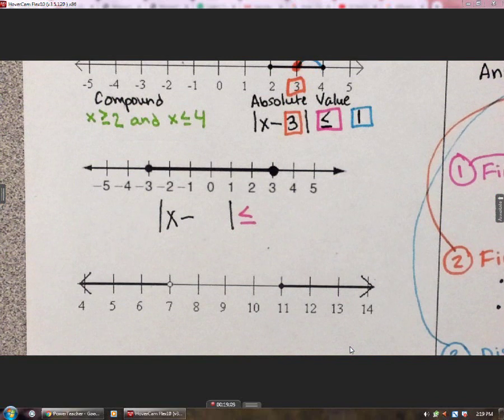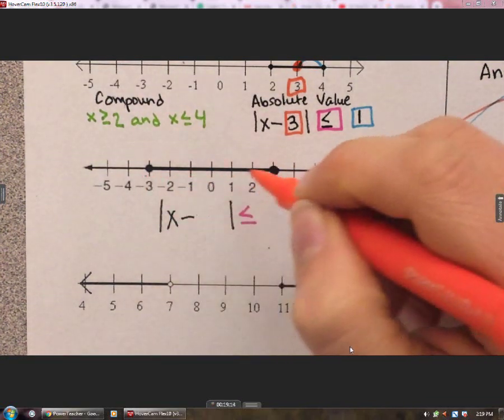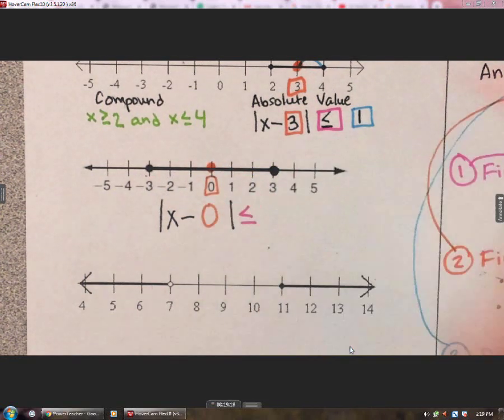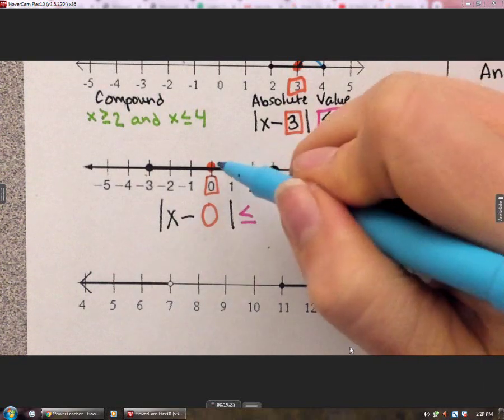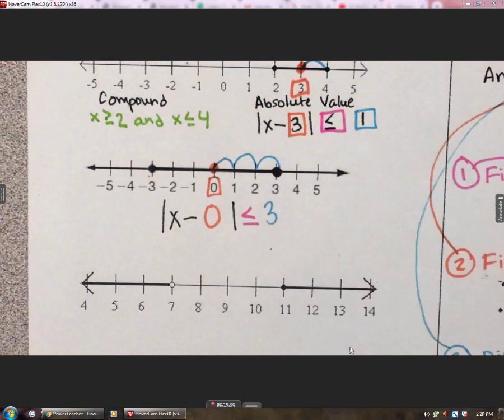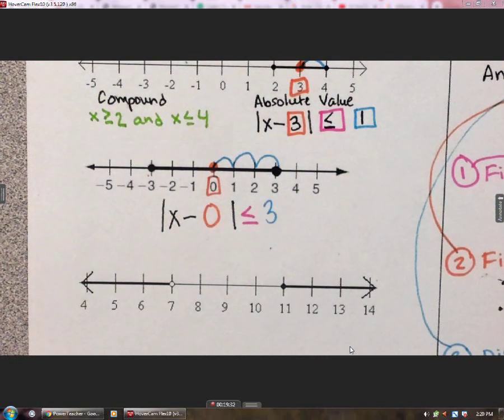Second step, find the midpoint. Yeah, the midpoint between -3 and 3 is 0. Last step, distance from midpoint to endpoint. So 1, 2, 3 hops. And you're done. That's the absolute value.